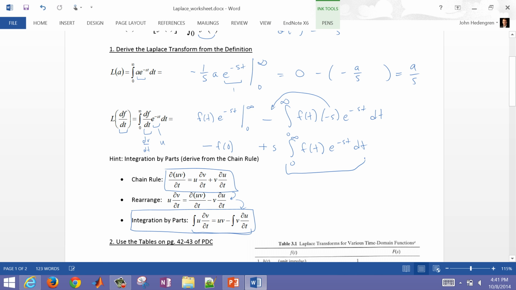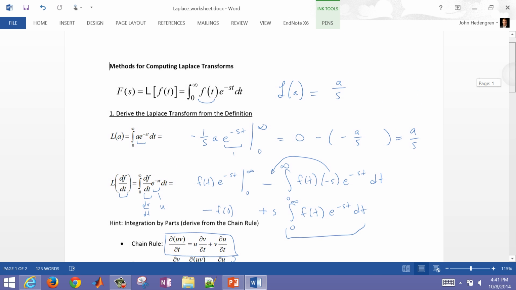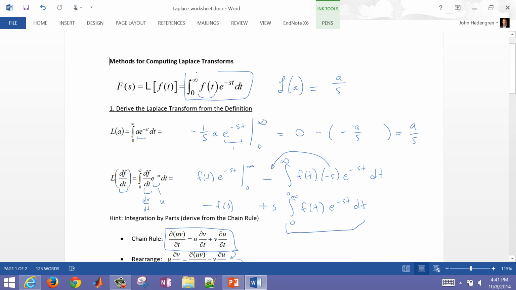Now, lo and behold, that is actually our definition of the Laplace transform. So if we come up here, you'll see that that is our definition, and that is just going to be equal to F of s. So that's going to be s times F of s minus f of 0. That's our initial condition. If we use deviation variables, that's often going to go to 0. So the Laplace of the derivative of a function or variable is going to be s times the Laplace variable.